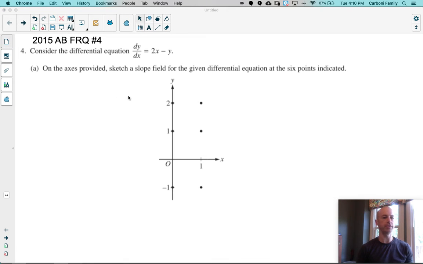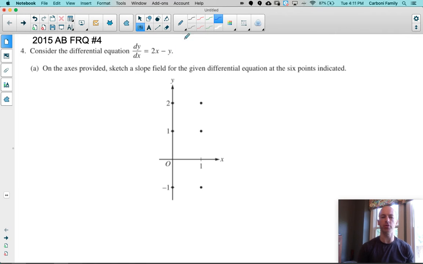Okay, looking at the 2015 AB for response number 4. This is the differential equations problem. Fairly easy, simple differential equation, 2x minus y. And they ask you to sketch the slope field for these 6 points. And it may not be a bad idea to do a quick little table to help you organize your slopes.